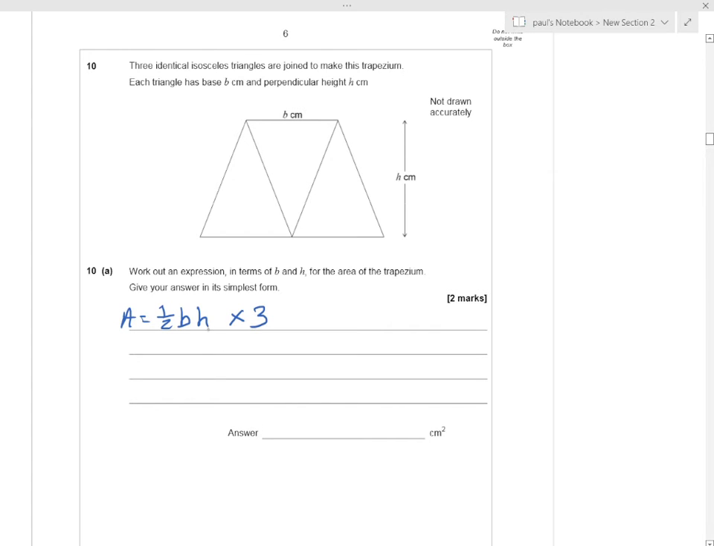Okay. Now, can we simplify that? Yeah, 3 times a half equals 1.5, or 1.5 times the base times the height. So there you go. So there's an expression using B and H for the area of the whole trapezium, because we've got 3 isosceles triangles, or 3 triangles.